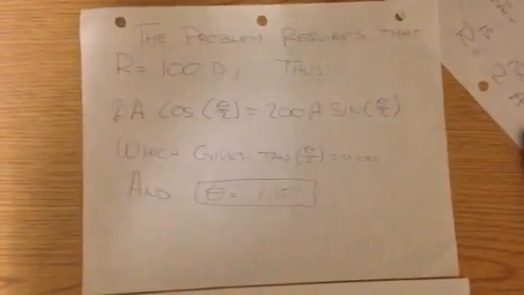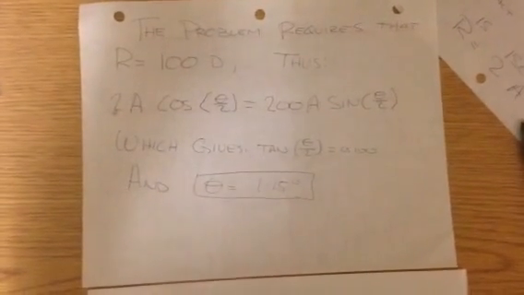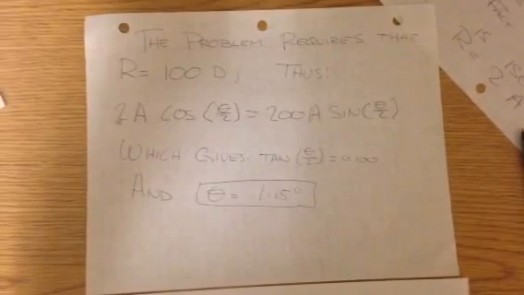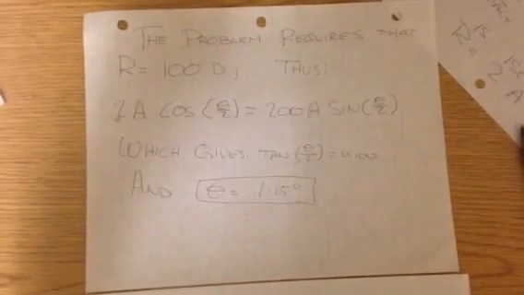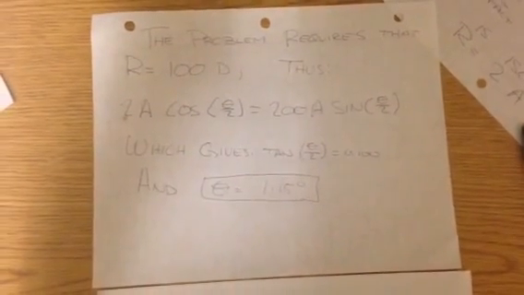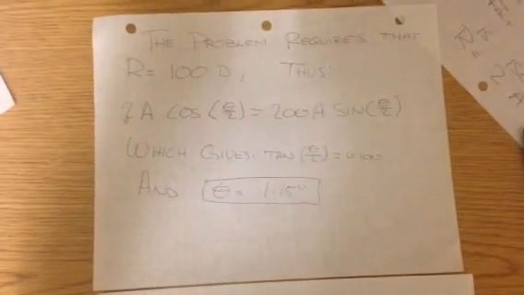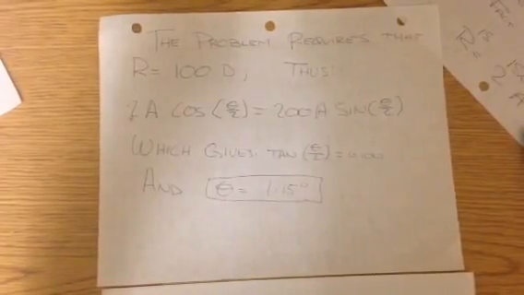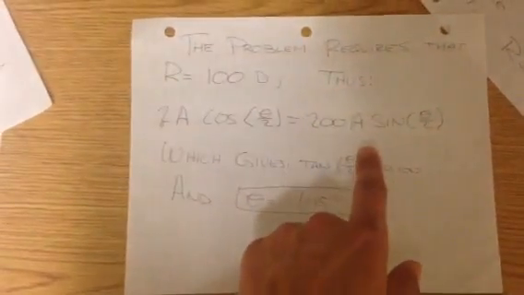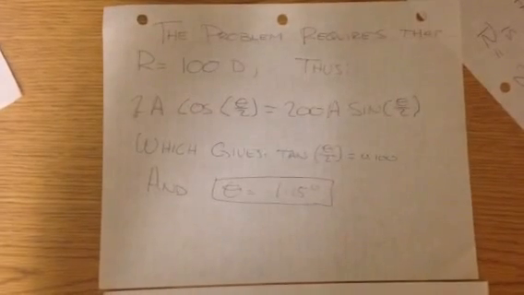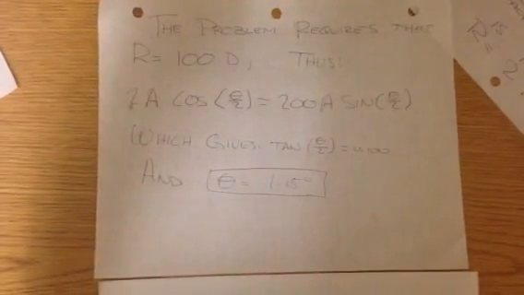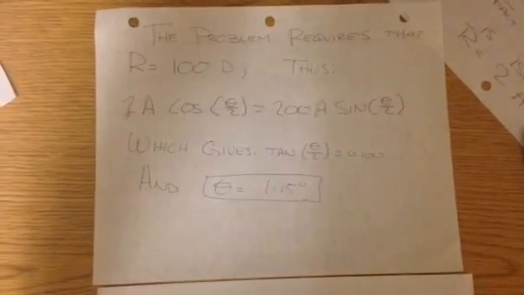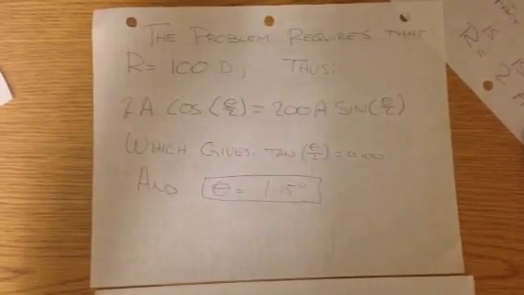The problem requires that R equals 100D. So you're going to set 2A cosine theta over 2 equal to 200A sine theta over 2. Because remember, you got 2A cosine theta over 2 equal to R, and D equal to 2A sine theta over 2. So just multiply this equation by 100. And after just some algebra, you should get that tangent theta over 2 equals 0.100. And your final answer should be that theta equals 1.15 degrees.